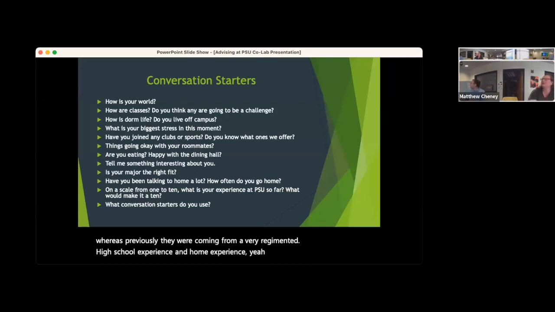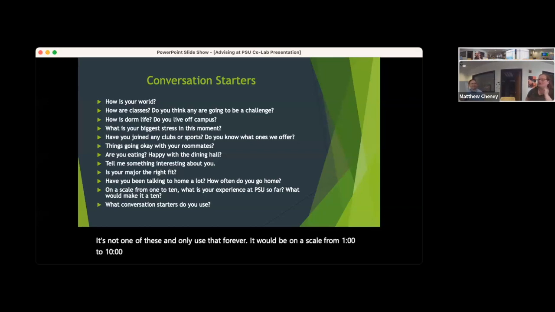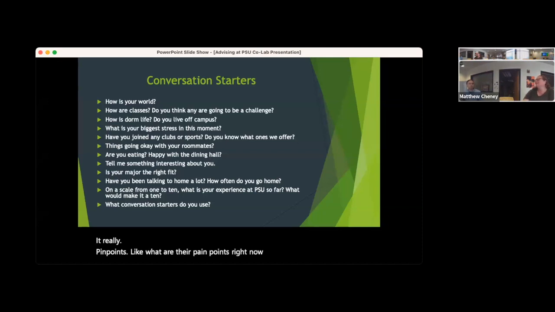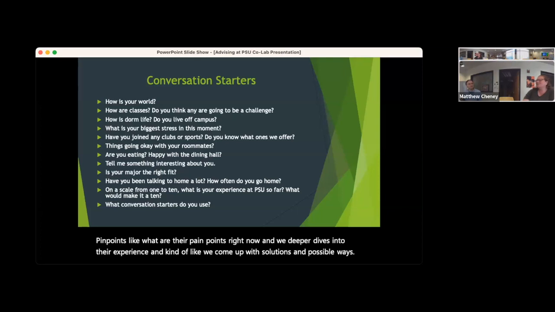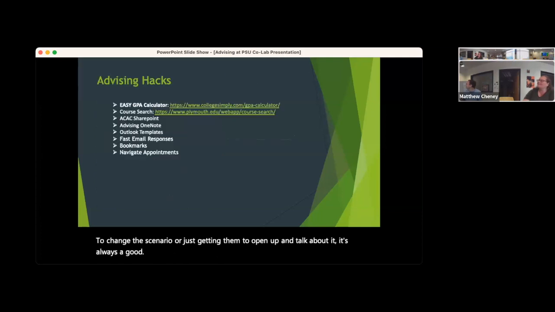Yeah. And then I think my number one favorite, if I had to choose one of these and only use that forever, it would be, on a scale from 1 to 10, what has been your experience at PSU so far? And then I wait for the answer. And some will say 7, and I say, what will make it a 10? It really pinpoints what their pain points are right now, and we dive deeper into their experience and come up with solutions and possible ways to change the scenario, or just getting them to open up and talk about it is always a good thing to do.